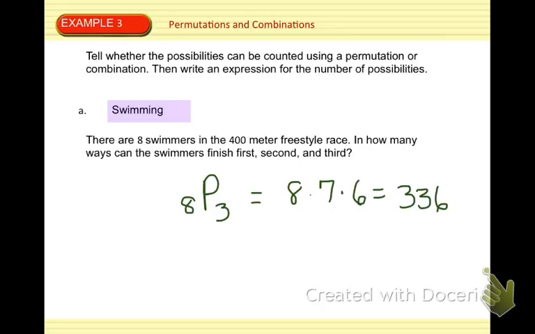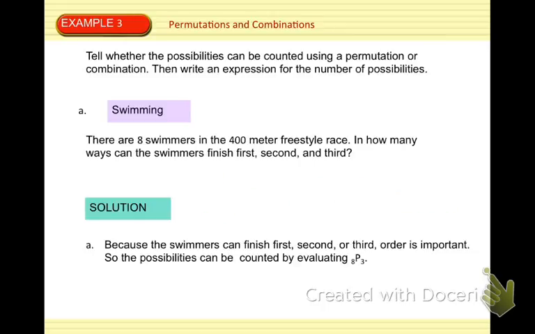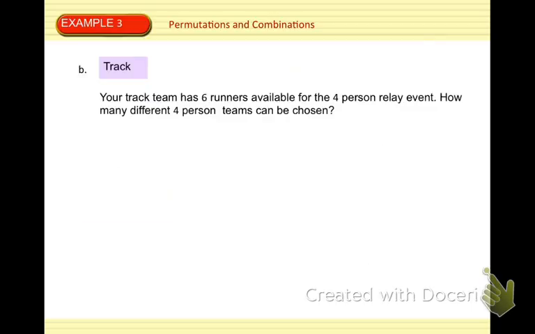Mainly, you want to be able to tell that it's a permutation. I would love for you to be able to set up the permutation notation, 8 swimmers taken 3 at a time, and then you could solve that.